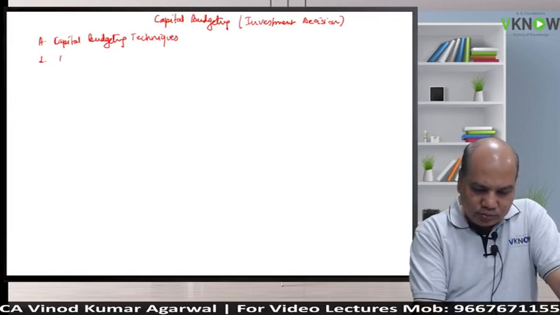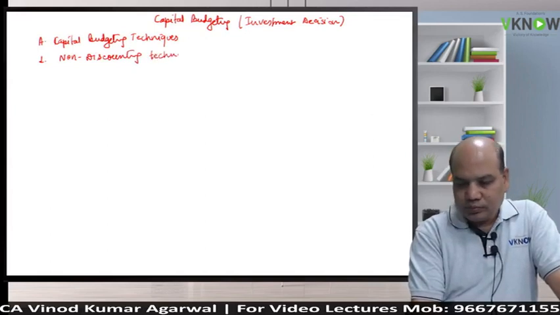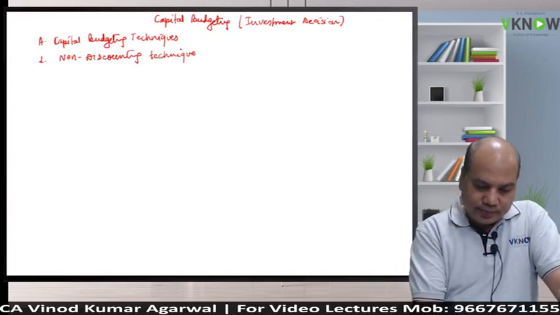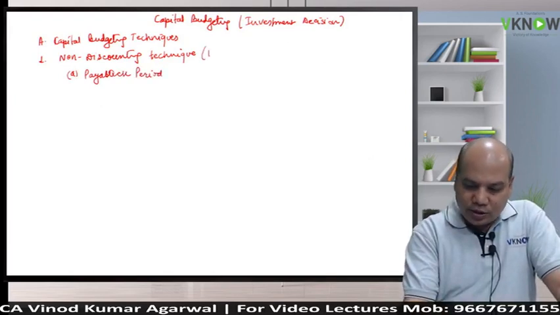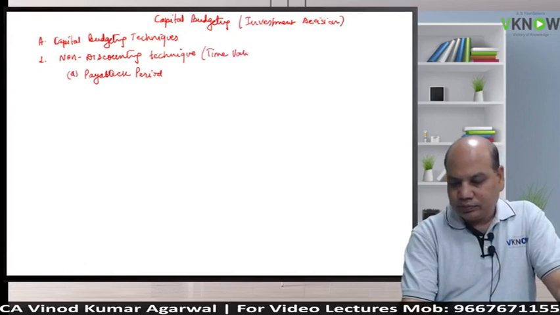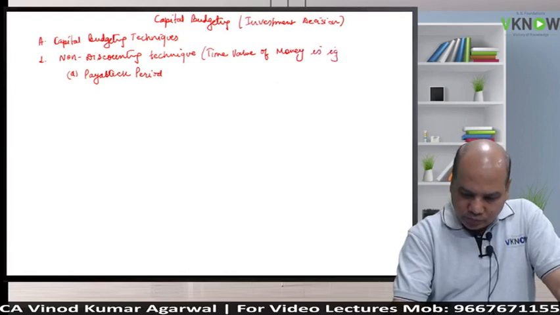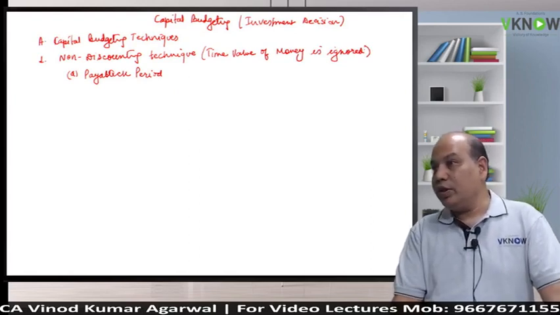Under that we have two types of techniques: non-discounting technique. Under non-discounting technique we have payback period. So what is non-discounting technique? Time value of money is ignored.